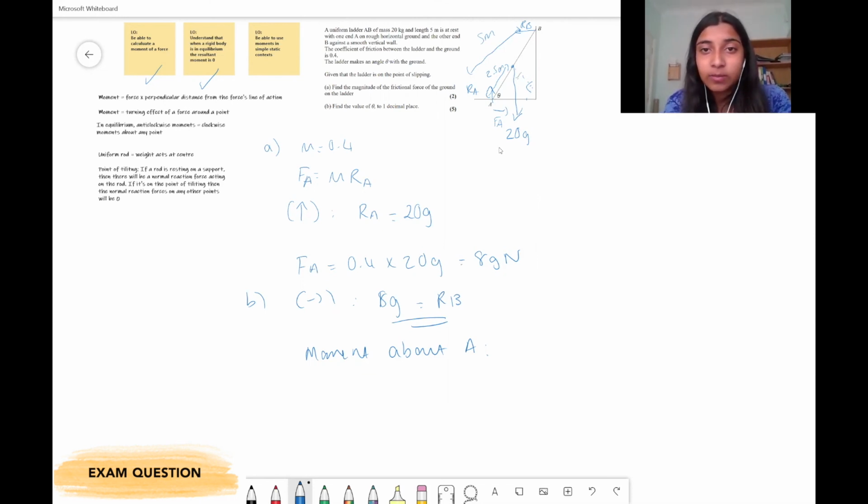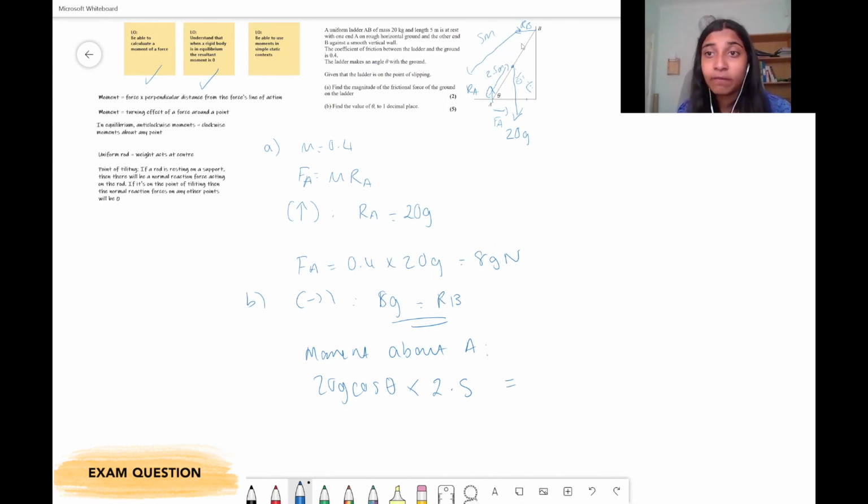So our angle theta would be here. So we know this perpendicular force will just be 20g cos theta. Then we could say our clockwise moments about A is just 20g cos theta times our distance from A, so that's just 2.5. And that will be equal to our anti-clockwise moments.